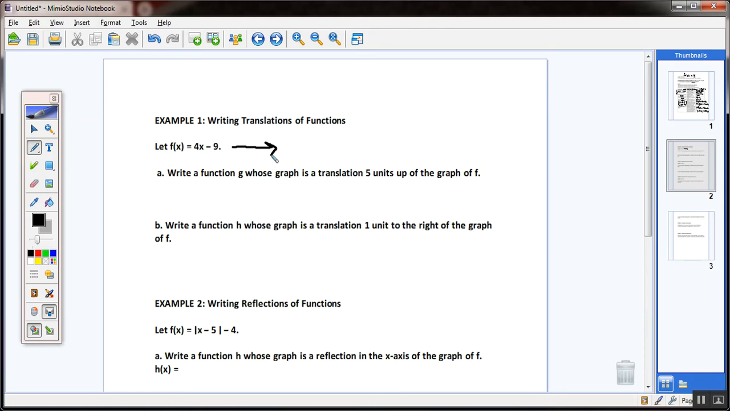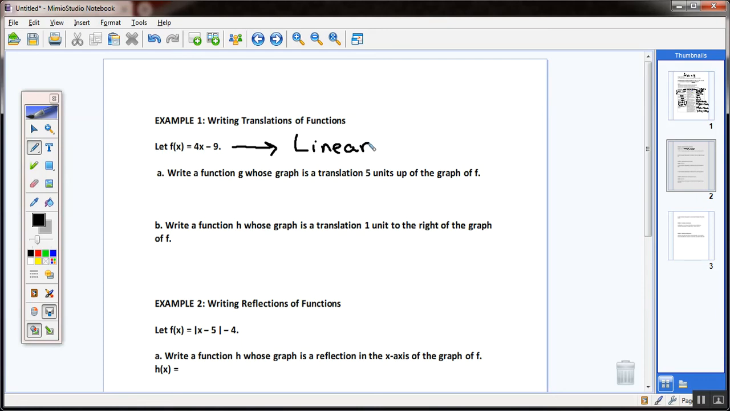It's linear. Okay, that's in slope-intercept form, isn't it? F of x equals 4x minus 9. So this is linear. Okay. I'm going to do part A with you as a group, and then I'm going to see if you can't do part B on your own here today.